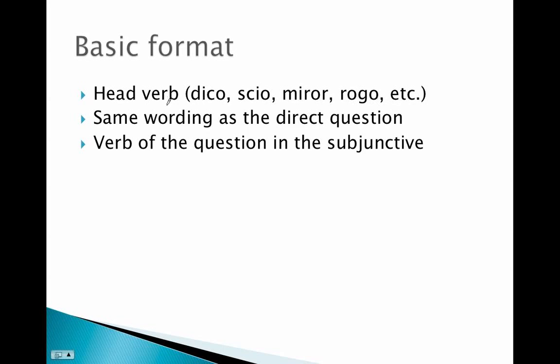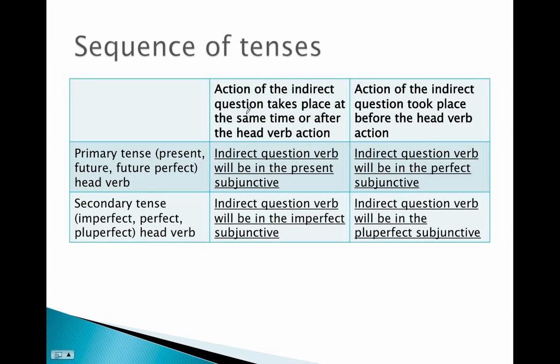So we have a head verb, just like we would with an indirect statement. And then we have the same wording as the direct question, mostly, generally. It's going to start with an interrogative, quid, quis, unde, and so on. But then the verb of the indirect question, your original question, will be placed in the subjunctive. Now this leads to another whole can of worms, and that is the sequence of tenses.